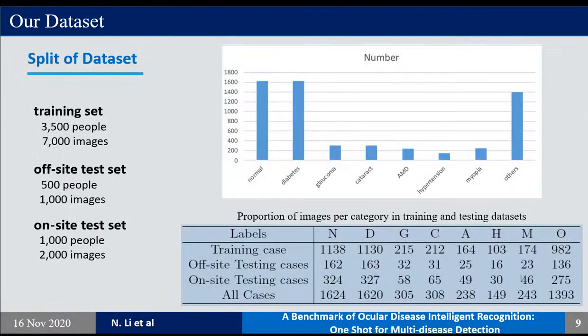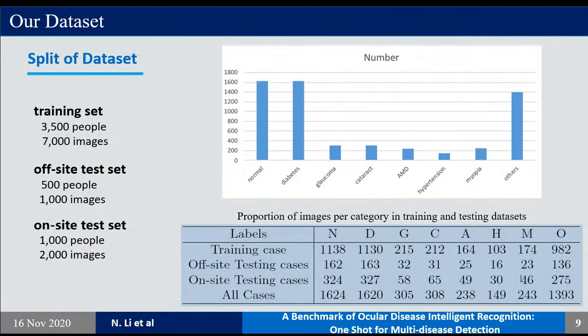The OIA-ODIR dataset consists of 10,000 fundus images from 5,000 clinical patients. We split the dataset into three parts, i.e. the training set, the off-site test set, and the on-site test set, which contains 3,500, 500, and 1,000 patients, respectively. The training set is used for training deep networks, and the off-site test set could be used as the validation set for model selection. The generalization ability of the deep network is evaluated on the on-site test set.